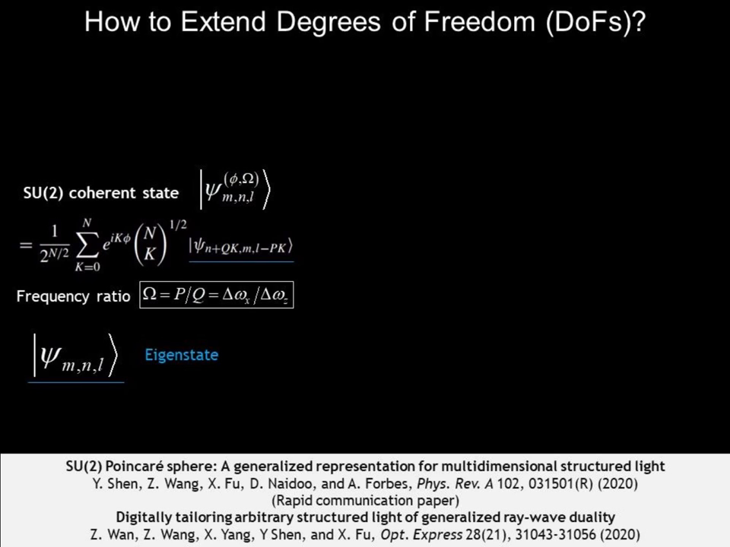We can always find a family of HLG modes where all the components have the same degenerate frequency, described by a frequency ratio, so that we can use these modes as eigenstates to superpose a coherent state mode. We call this form the SU(2) coherent state because it has very interesting properties, namely quantum-classical correspondence.